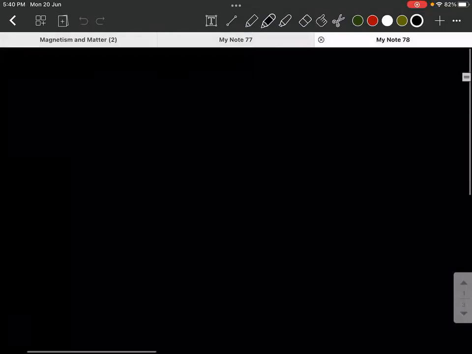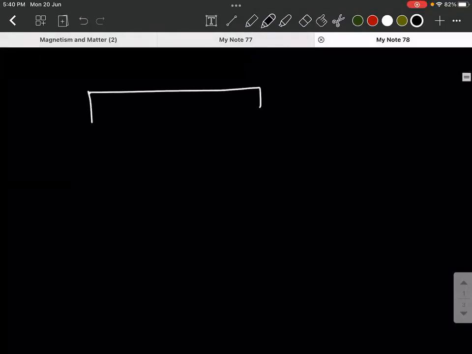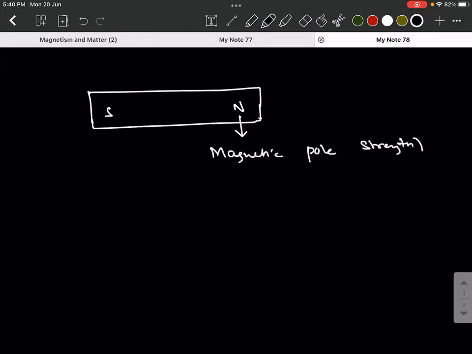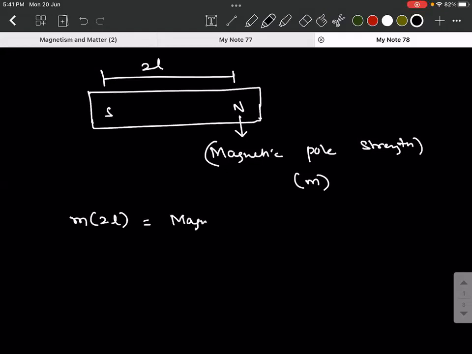Now I'll be defining something. If you take this magnet, you know what a magnetic pole is, right? Each magnetic pole will have something called magnetic pole strength, generally represented by the symbol small m. If the distance between the poles is 2L, then the product m into 2L, the product of the pole strength and the distance of separation between them, is also called the magnetic dipole moment.